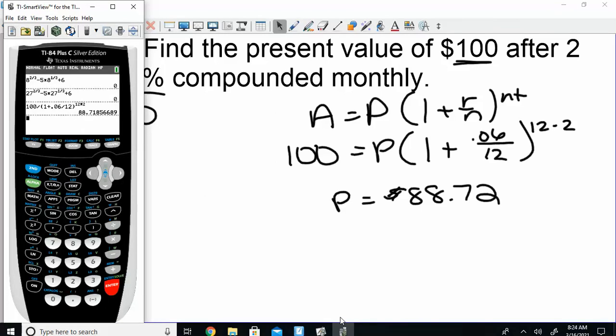Anybody having trouble putting that in the calculator? I got 98. If you open two parentheses, did you close both of those? 12.1 or 2.12 power instead of 2 times 12. Anything else?